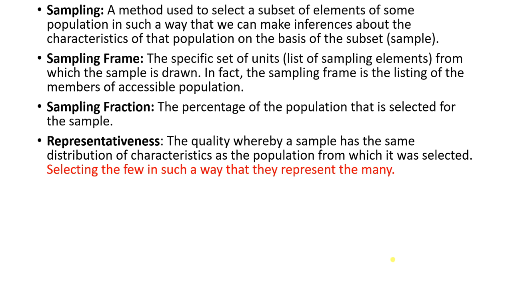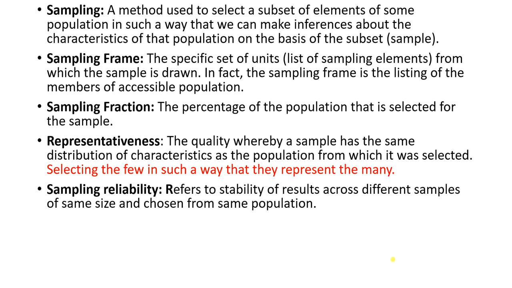a sample has the same distribution of characteristics as exists in the population from which those sample units have been selected. So, representativeness is a skill of selecting a few elements, few units, few individuals in such a way that they reflect or represent the whole population.